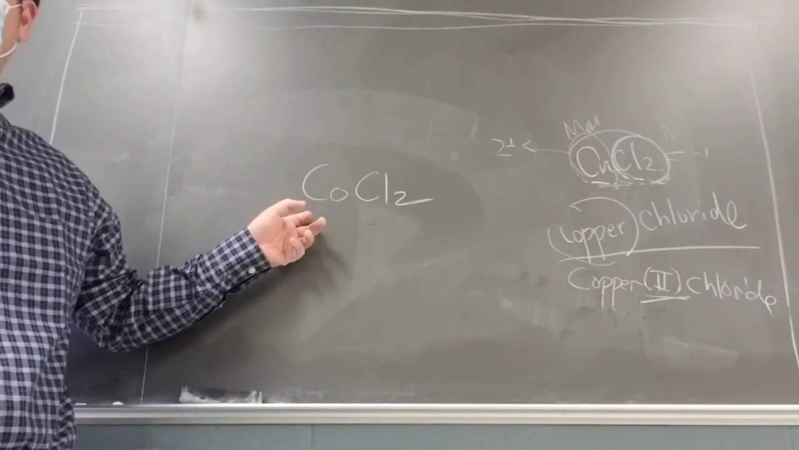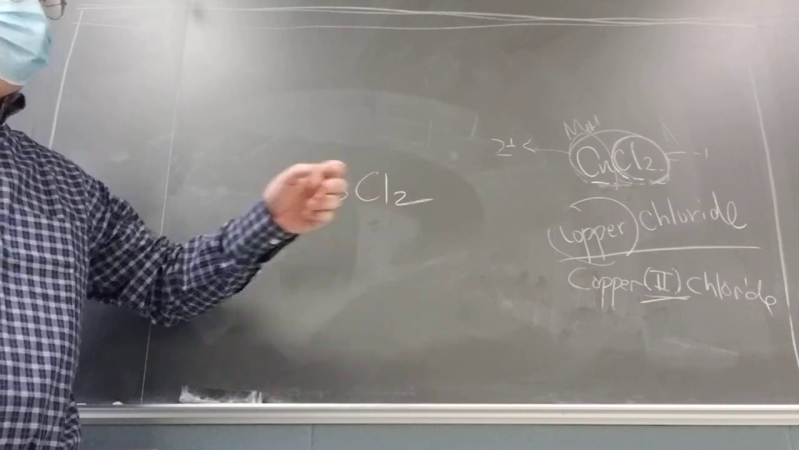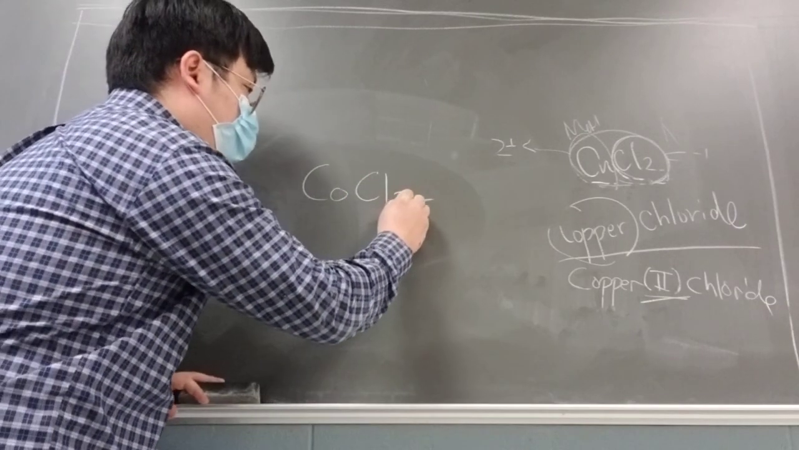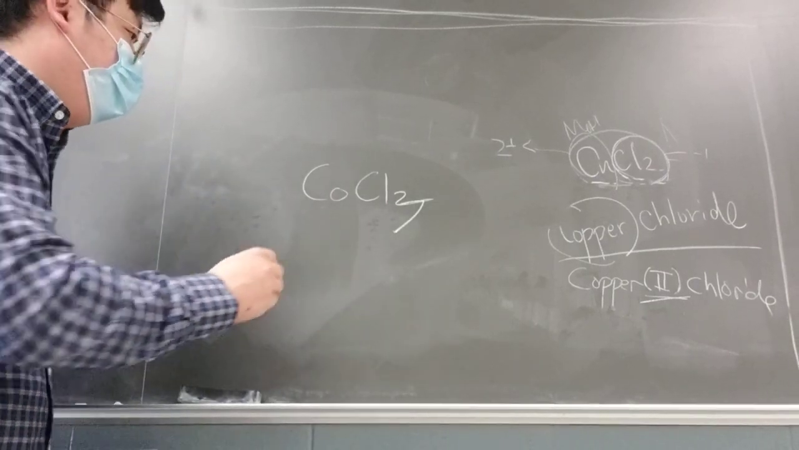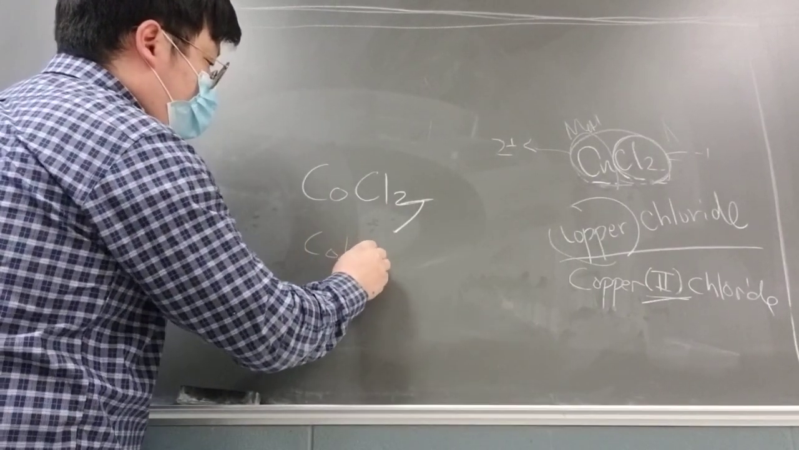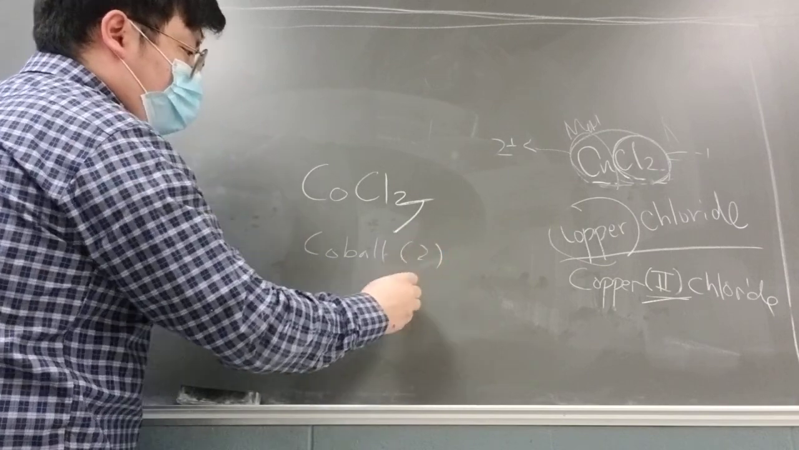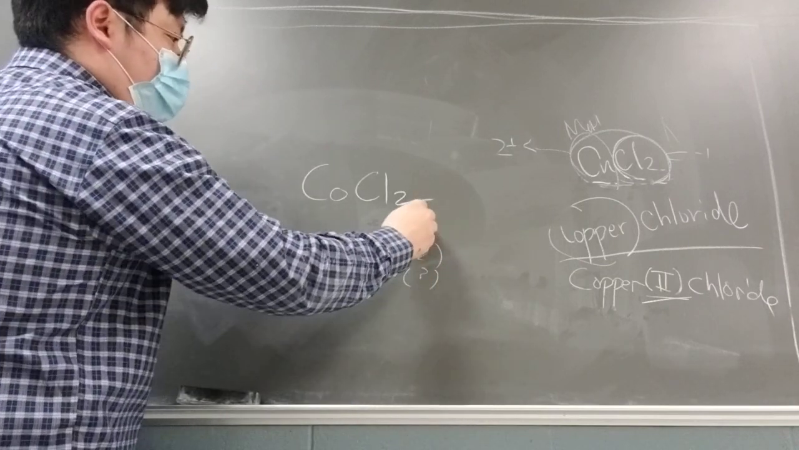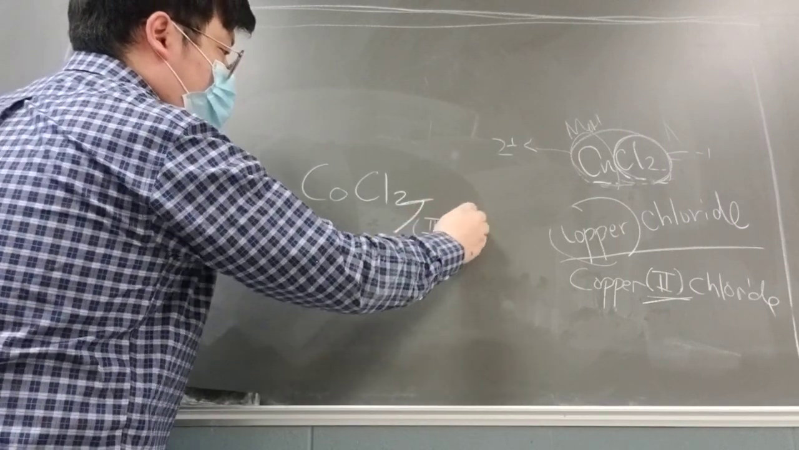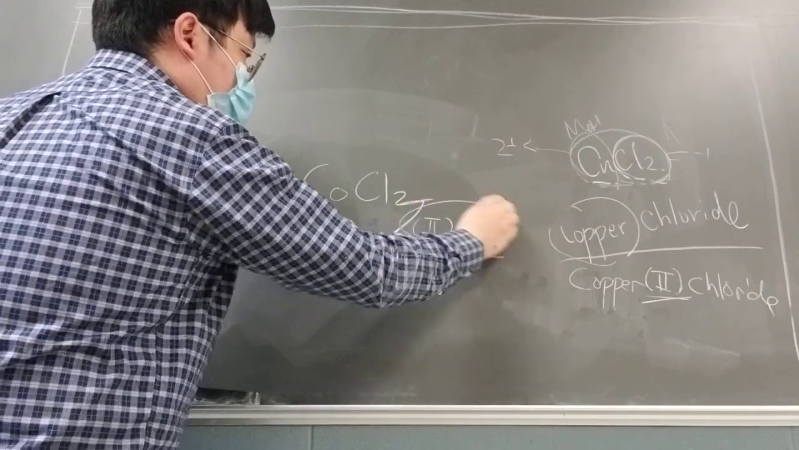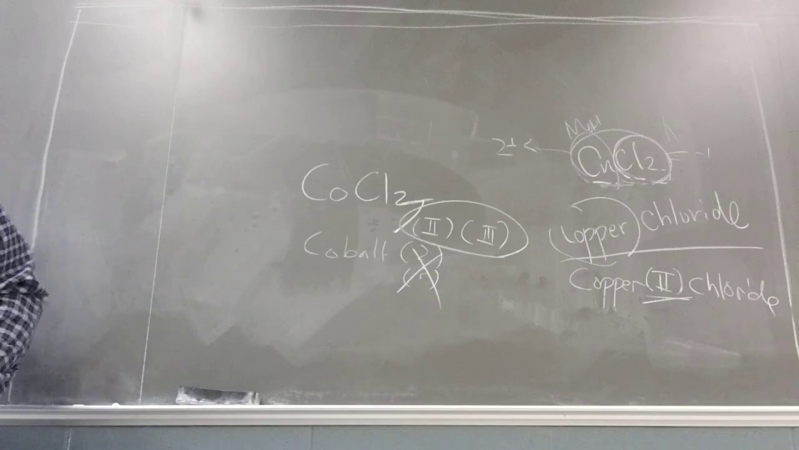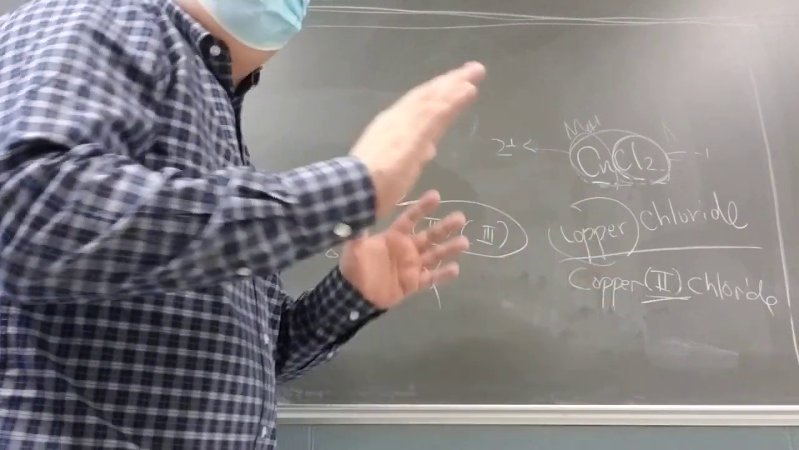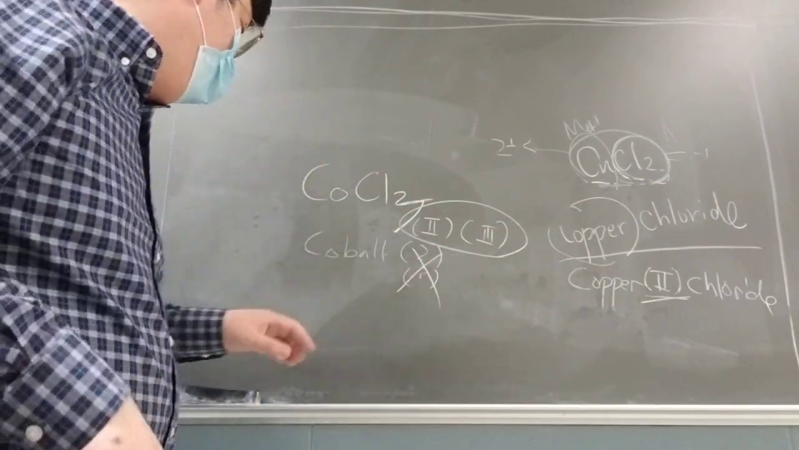It'll be cobalt 2 chloride, perfect. So if I change this one to this one, it will be cobalt 3. But make sure you put it in this way, okay? Make sure you guys do this. This is a really good way to distinguish. So I think we're good now for ionic compounds and molecular compounds.